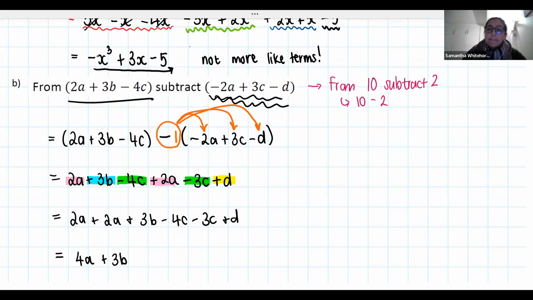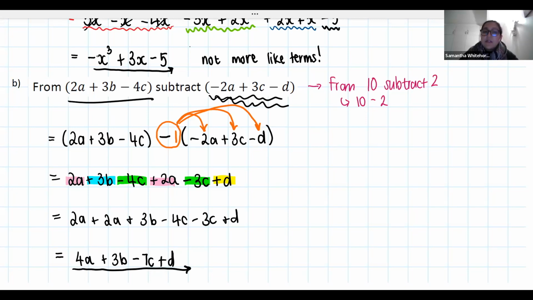Minus 4c minus 3c gives me a negative 7c plus d. I can't do anything more with d because there are no like terms to it. And that's it. There are no more like terms. All of those terms have a different variable: a, b, c, and d. So I can't add or subtract them. And so what I end up with is my simplified expression of 4a plus 3b minus 7c plus d.